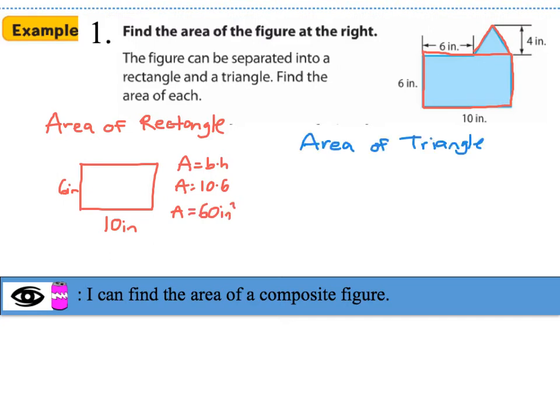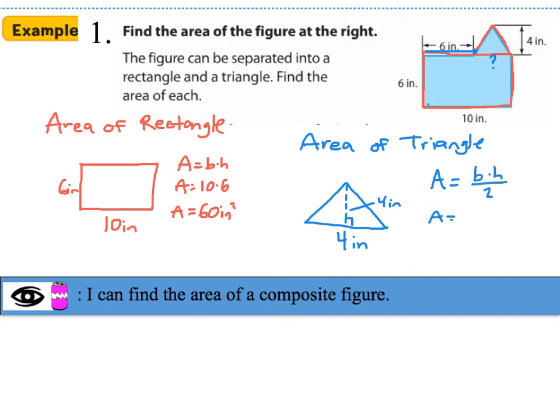So now let's figure out what the area of the triangle looks like. Here's the triangle, and the base of the triangle is unknown. But I know that the base of the entire rectangle is 10, and from this point to this point is 6, so I will just have to subtract 6 from 10, so I know that the base of this triangle is going to be 4 inches. And the height is also 4 inches. So let's go ahead and use our formula. Area is equal to base times height divided by 2.